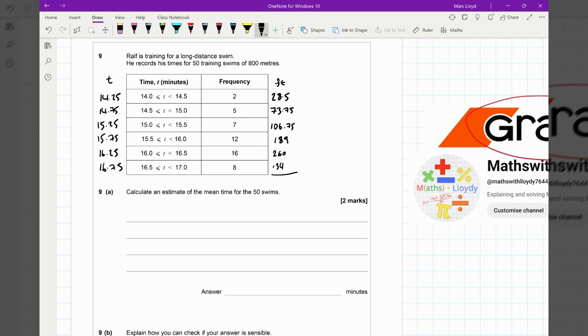Right, we need to add all of those up. The frequencies are quite easily done, that's 50. So all of these are added together: 73.75 plus 106.75 plus 189 plus 260 plus 134. I'll double check I haven't done the old answer at the start. No, I have not. 792. So 792 is then divided by 50, and that is 15.84.